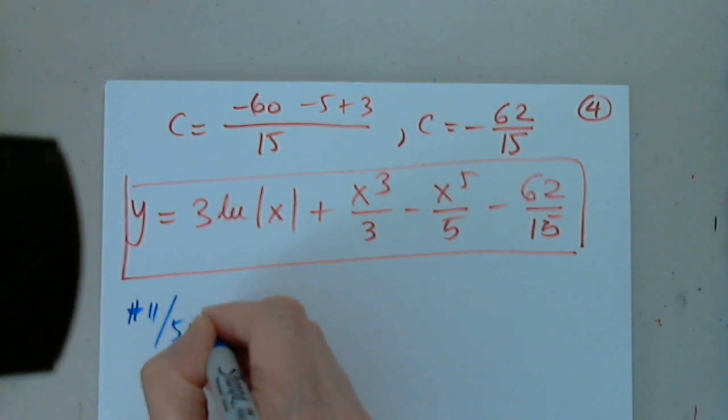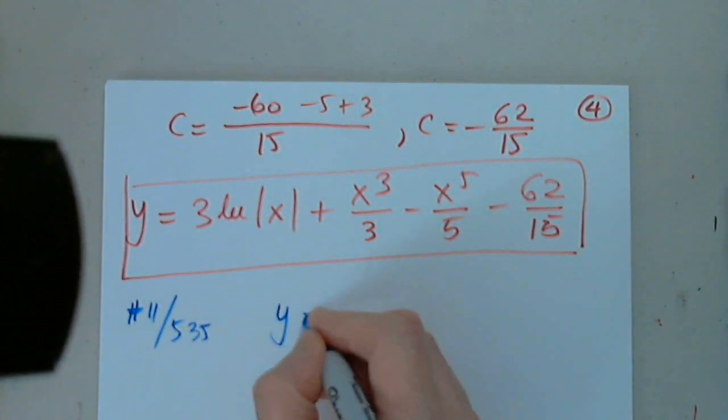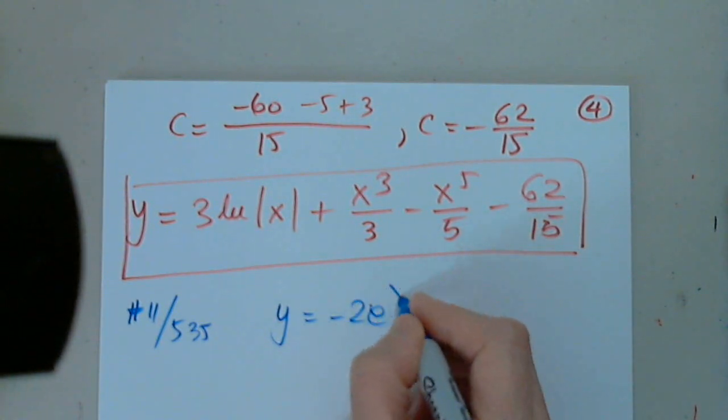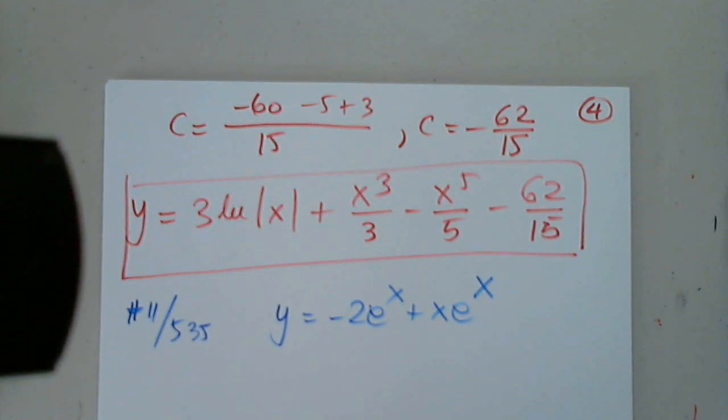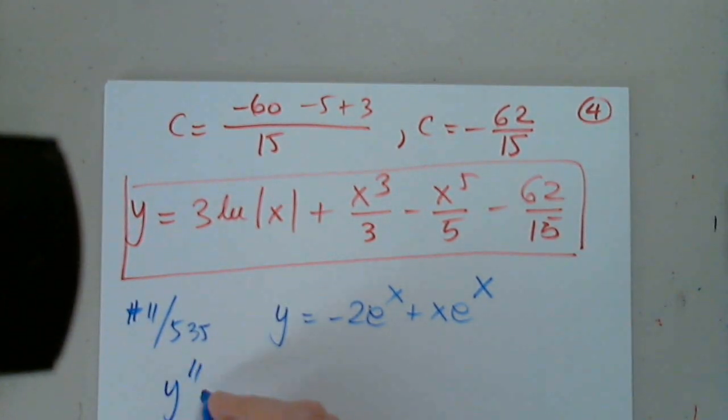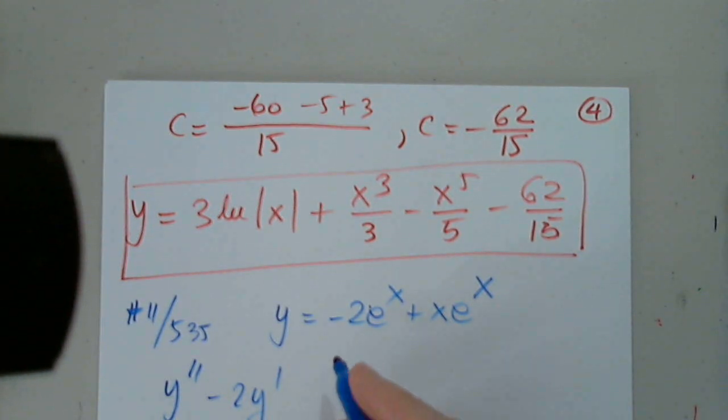On page 535, we are given y equals negative 2 e to the x plus x e to the x. So this is a solution. It's a function, right? Is a solution of this equation. How do we call this equation? The second derivative minus 2 times the first derivative plus y equals 0.